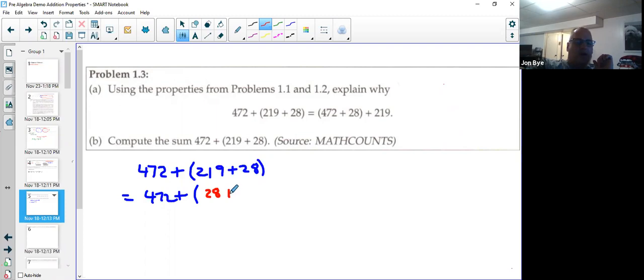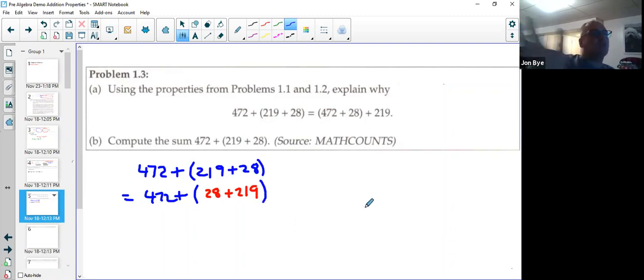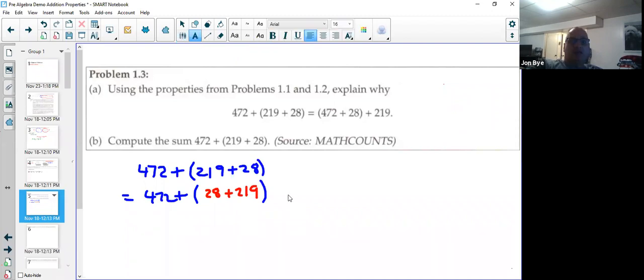Like 472 plus 28, and that gets you 500 exactly. Oh yeah, I don't want to calculate the answer. I understand where you're going. We're going to calculate the answer shortly, but eventually we're just going to be able to apply the rules because we know they work. I'm just trying to show you what the rules are first. So I can do this. Why can I write it like that? I can do that because that's the commutative property.